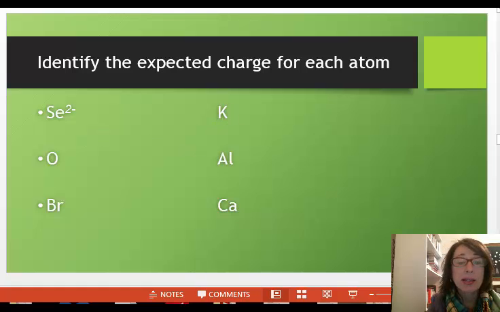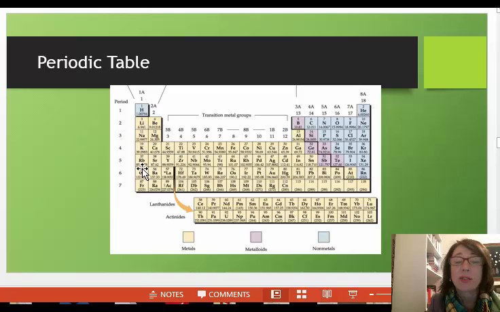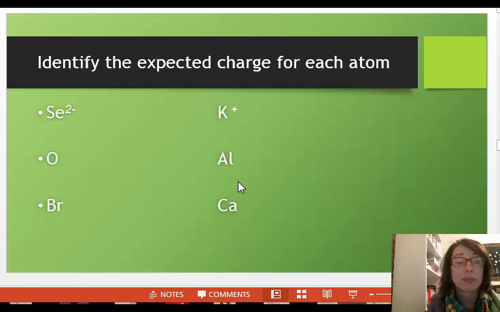Looking at potassium, we see that it is in family 1A, which means it has 1 valence electron. If it loses that electron, it will have 18 electrons like argon, and thus a noble gas configuration. Potassium will have a charge of +1. Notice that potassium is a metal and forms a cation by losing 1 electron.